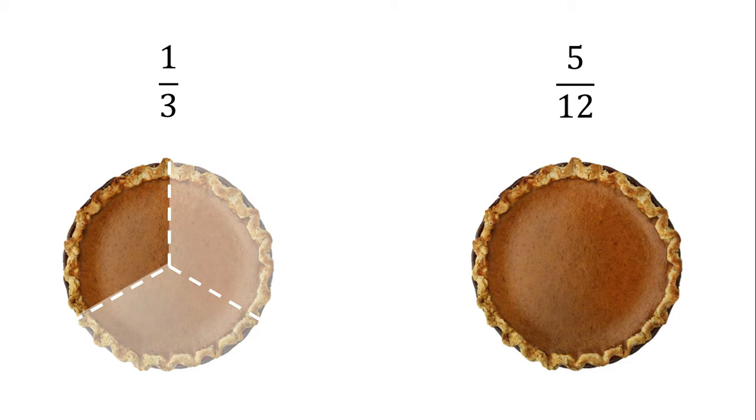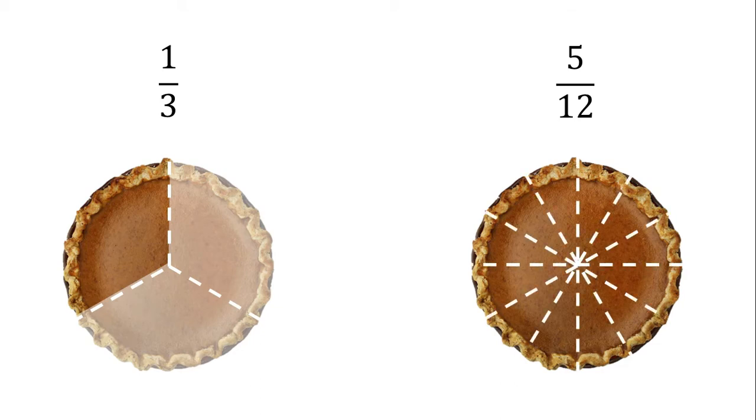Good, so that's 1/3. Now let's illustrate 5/12. Well, the denominator is 12, which means we have to cut the pie into 12 equal pieces. And there are 5 of them left, so the rest of them will disappear, or at least turn to ghost slices. Now, if we look at the picture, it's clearly obvious that 5/12 is more than 1/3.